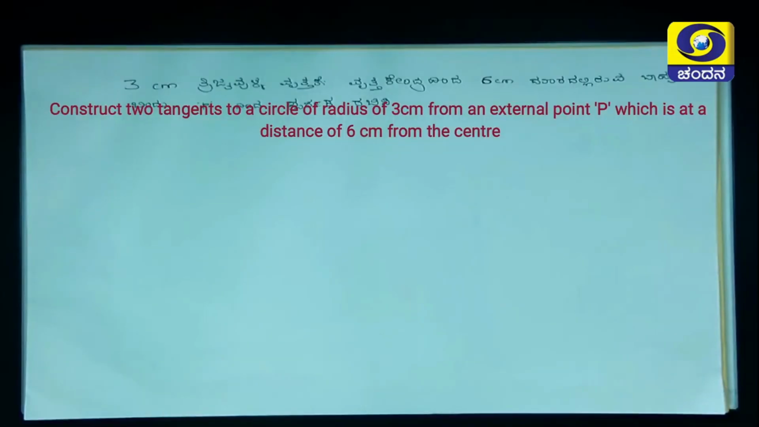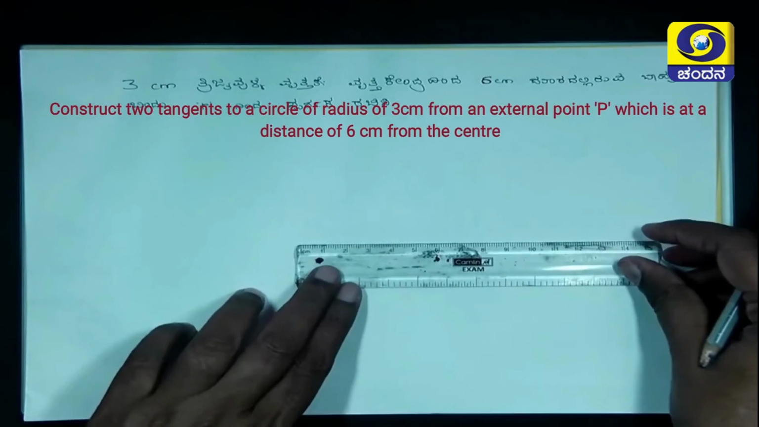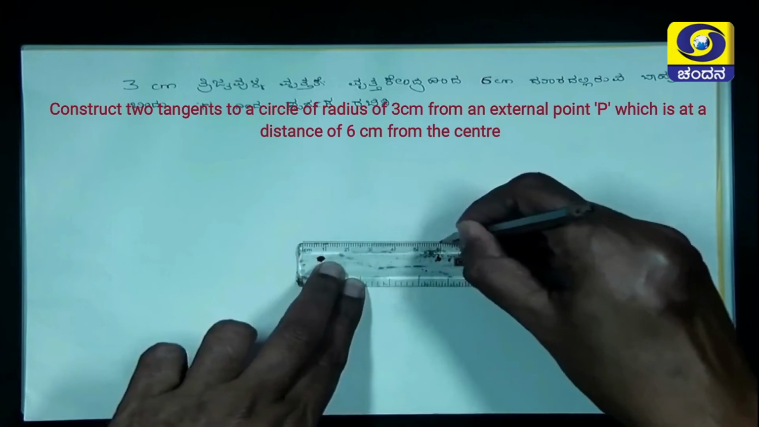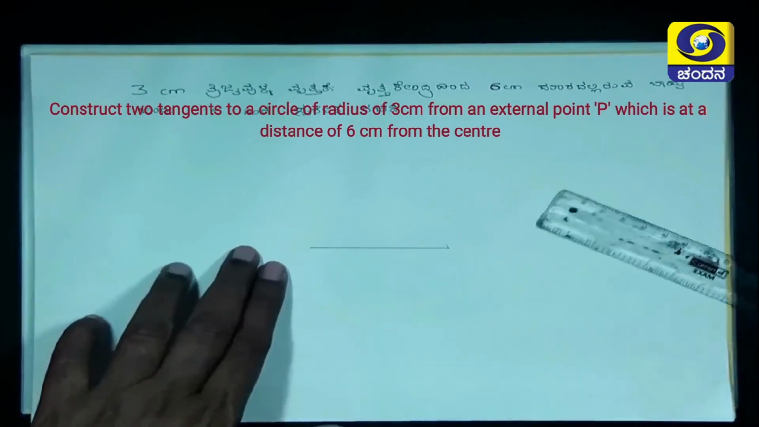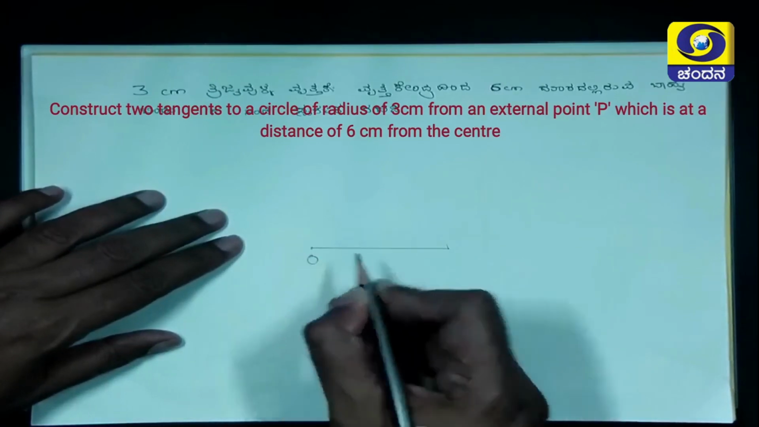Okay. We are going to learn how to construct tangents from an external point P to a circle. For this, we are taking one example. Construct two tangents to a circle of radius 3 centimeter, which is 6 centimeter away from its center. So, first step is, we know the distance between the center and the point is 6 centimeter. Hence, we are drawing a line segment of 6 centimeter with the help of scale and pencil.